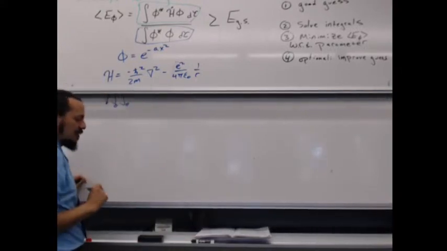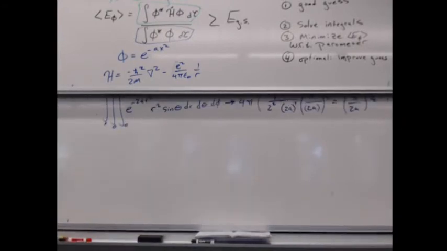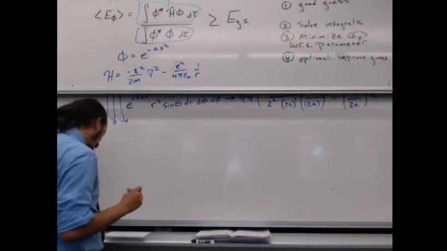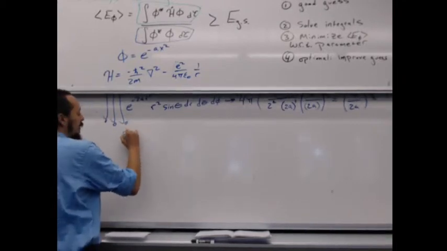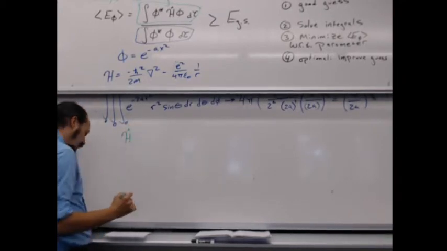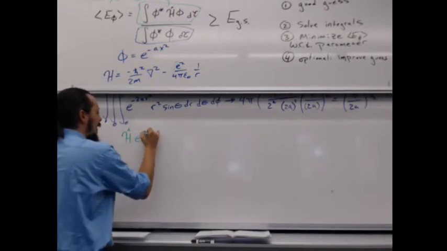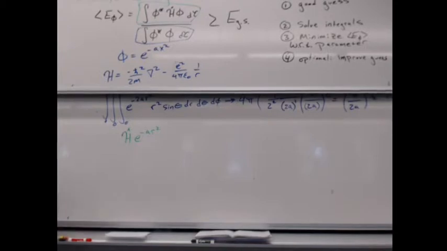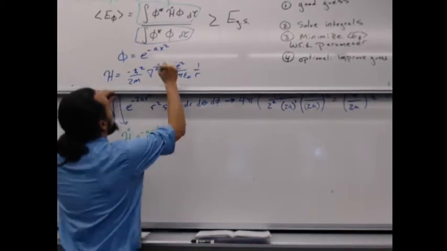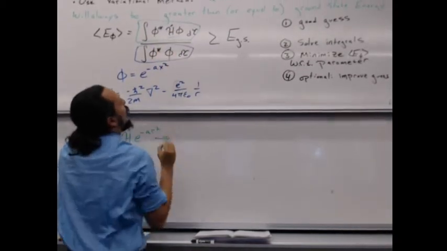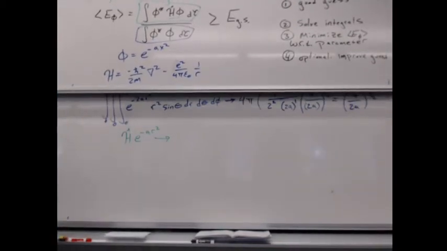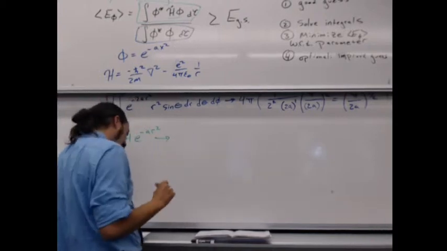I'm going to break it up into multiple parts, but the first thing I want to do is just the Hamiltonian operating on e to the negative ar squared. I'm just doing this part first, the Hamiltonian operation, and then it's just going to be an integral of some functions. So I'm going to go ahead and operate my Hamiltonian on that.